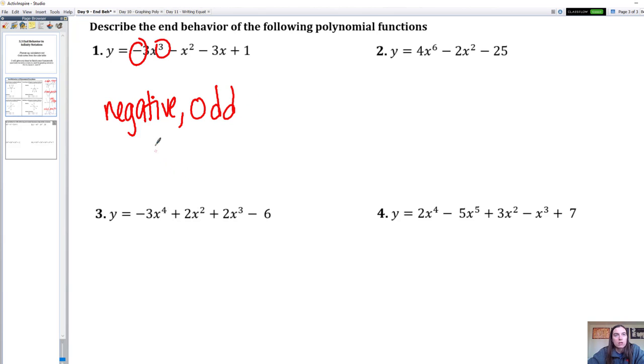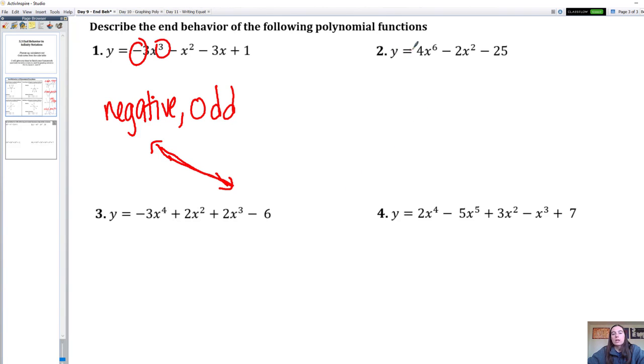So our end behavior, no matter what's going on in the middle: if it's odd, the arrows are going to be going in opposite directions. And if it's negative, we're going to be going from the top left to the bottom right. There might be something else happening in the middle, but this is just a rough idea of what this graph might look like. Top left to bottom right.